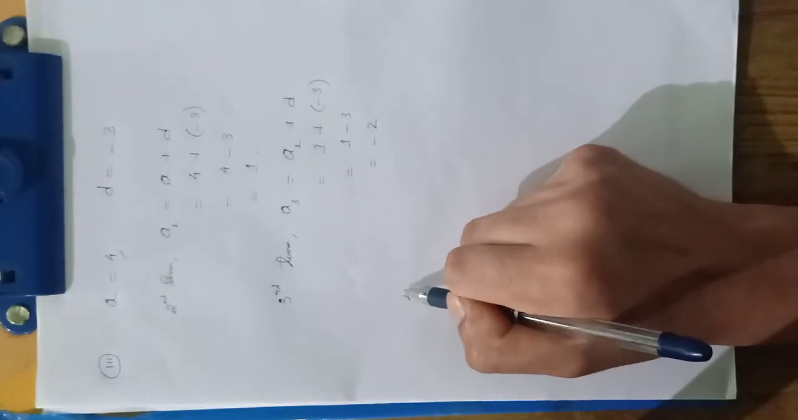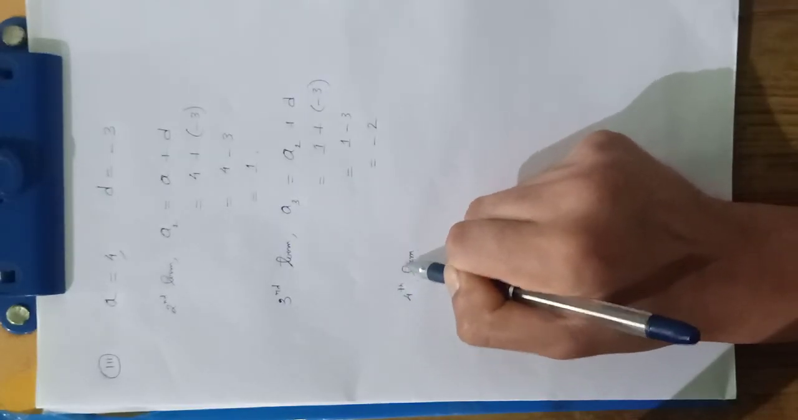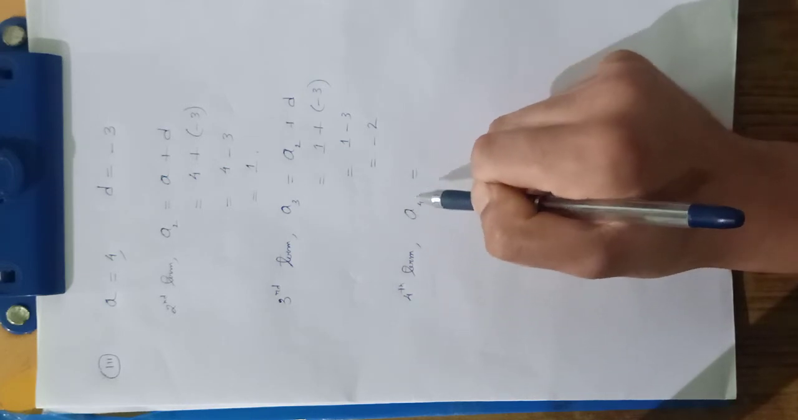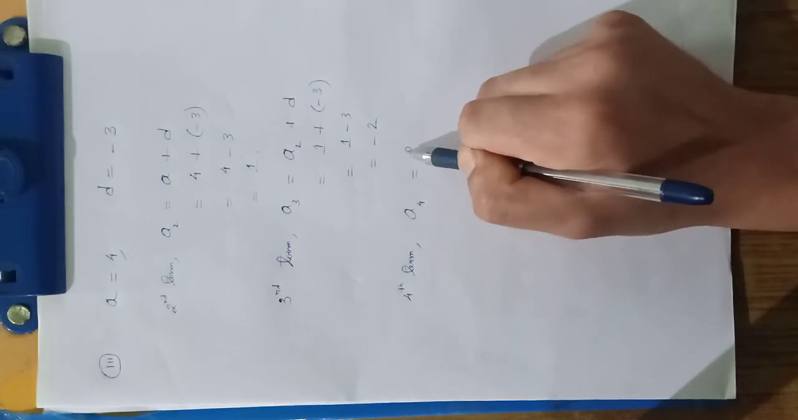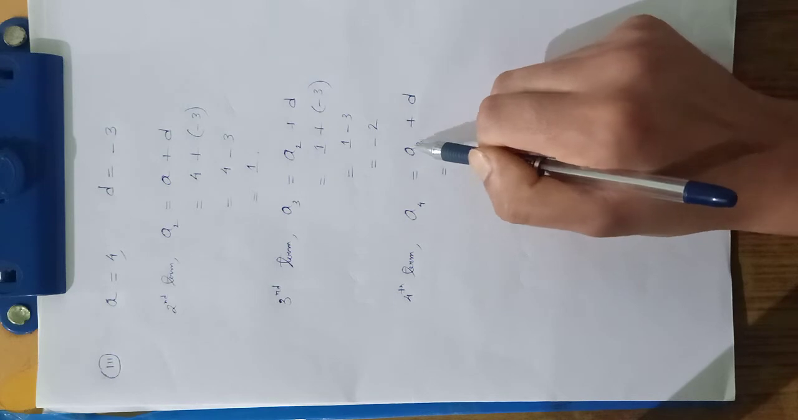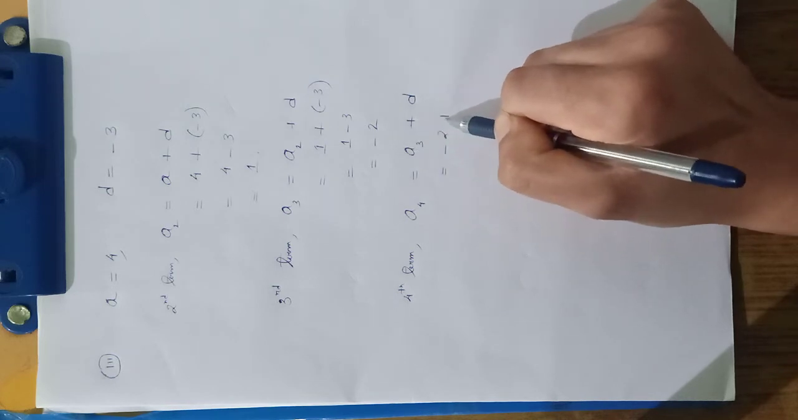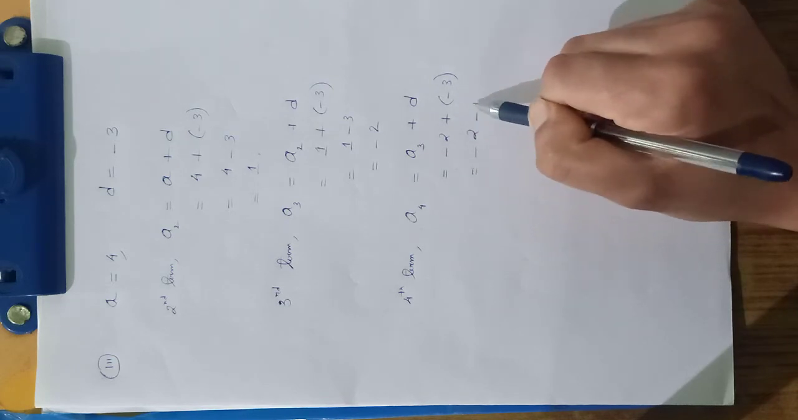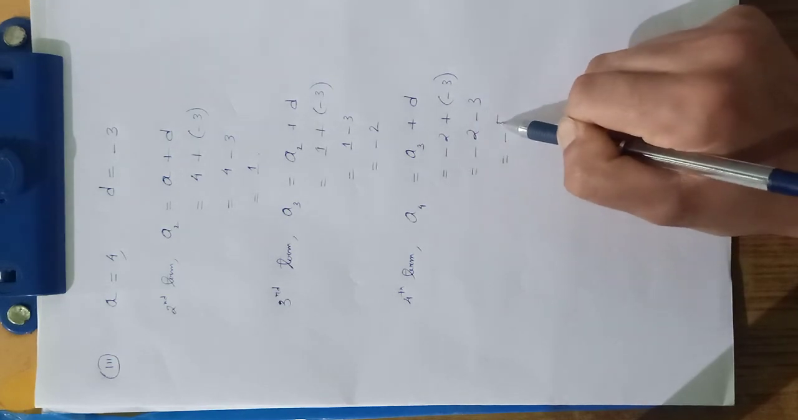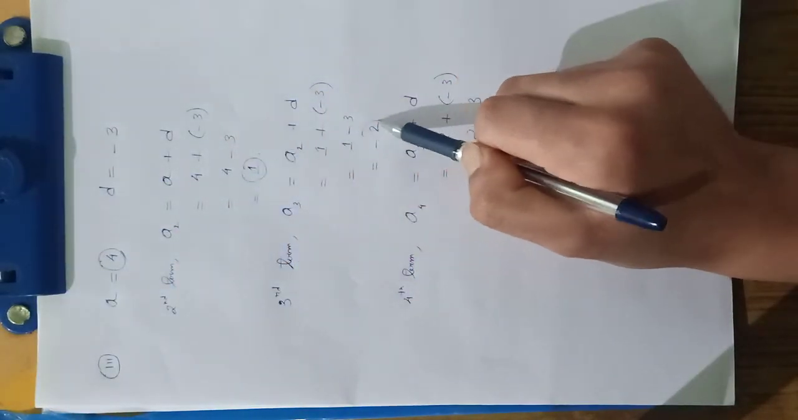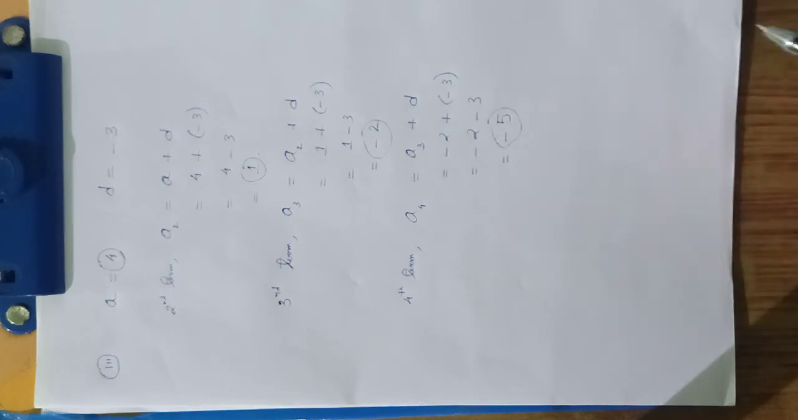Now let's look at the fourth term of your arithmetic progression. Fourth term denoted by A4. Now in order to find out the fourth term with its preceding term, the third term, we add the common difference. Now its preceding term is minus 2. Common difference is minus 3. Minus 2 plus minus 3 gives you minus 5. So the first term, the second term, the third term, and the fourth term of your arithmetic progression has been determined.